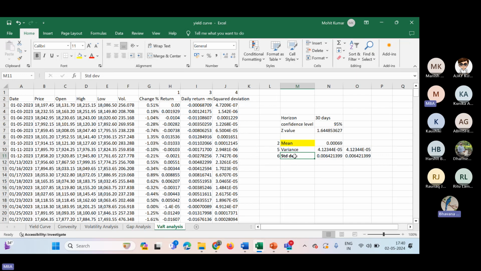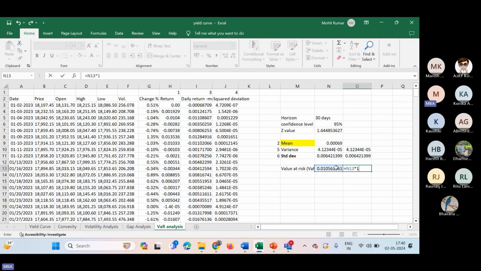Now the question is, what will you do? Standard deviation is there and your Z value is there. Now you will calculate value at risk, or VaR. How will you calculate it? It's simple. You multiply your standard deviation with the confidence value you got, and that gives your value at risk. If you convert it into percentage form, this would be your percentage form.